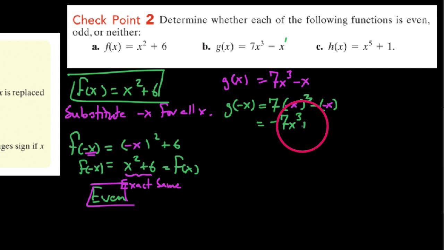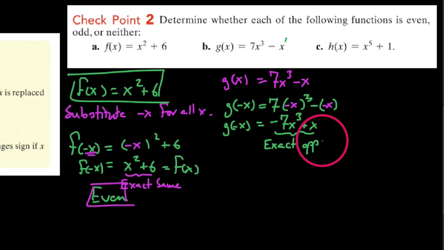And I have a double negative here, which makes this a positive x. And what I want everybody to see here is this is g of negative x. But I also want you to notice that, comparing this, this is the exact opposite of what we started with. We started with a positive 7x cubed minus an x to the first. Now we have a negative 7x cubed plus an x to the first. And so this is essentially the opposite of the original function.